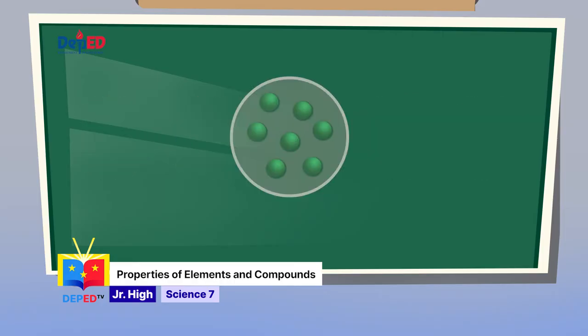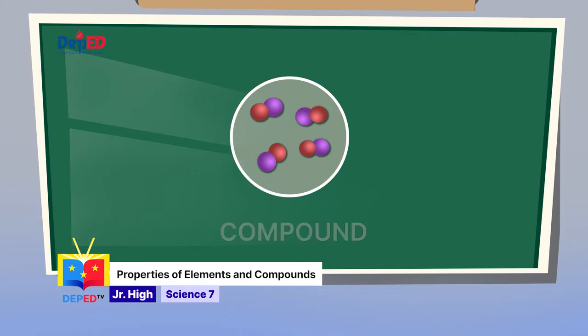Let's see the first picture. Does it describe an element or compound? The first picture shows an element. You are correct if your answer is element. What about the second picture? It shows that it has two different types of atoms. And you got it right if your answer is compound.